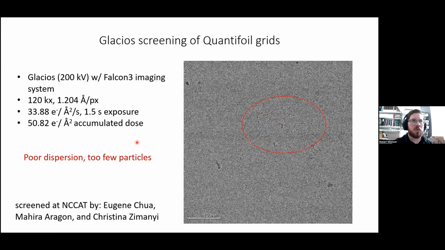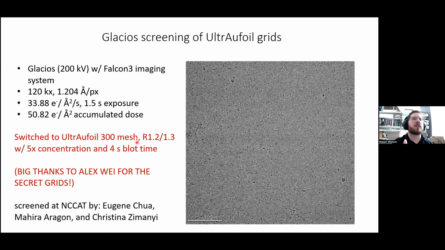And we were going to use Quantifoil grids, but during this whole week of the grid making course, prepping all these grids and screening them, Alex Way gave us a few of his secret UltrAuFoil gold grids, which I believe were pretty scarce at the time because of COVID. We ended up using UltrAuFoil gold grids at 5x concentration and 4-second blot time.